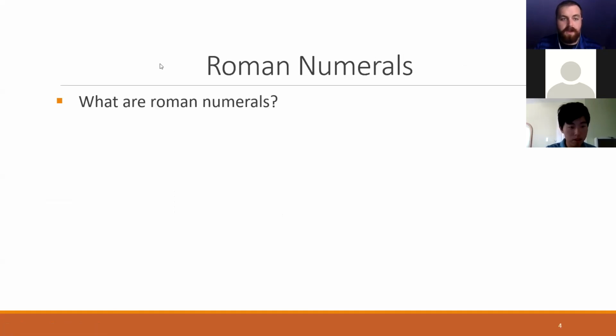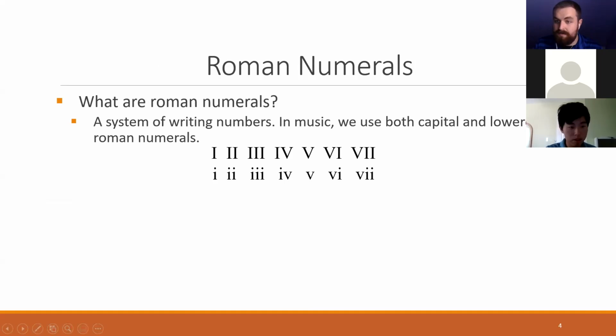So what are Roman numerals? Most students usually know Roman numerals, but some students actually don't know what Roman numerals are. I'm sure you've all seen them before, even if you don't necessarily know what they mean. Roman numerals are a system of writing numbers. It comes from the ancient Romans. So in music, we use both capital and lowercase Roman numerals. So 1, 2, 3, 4, 5, 6, and 7. Capital letters use, if you think of the Times New Roman text, which is what this is written in, it's kind of like a capital I with the 2 lines.